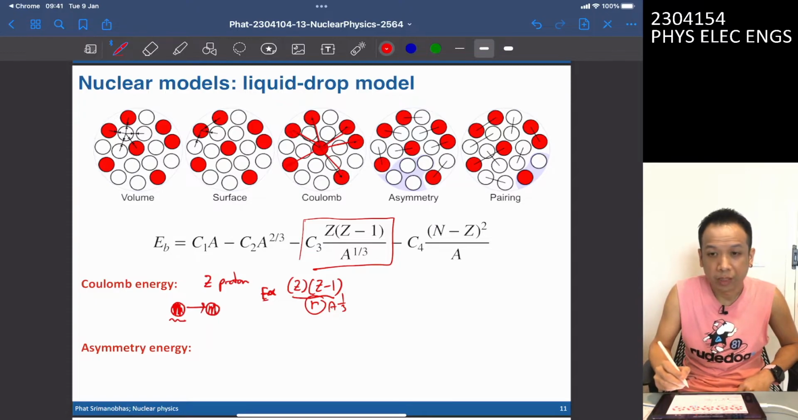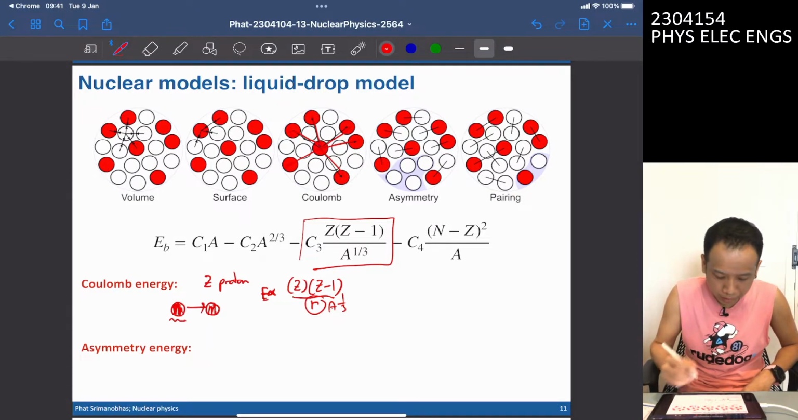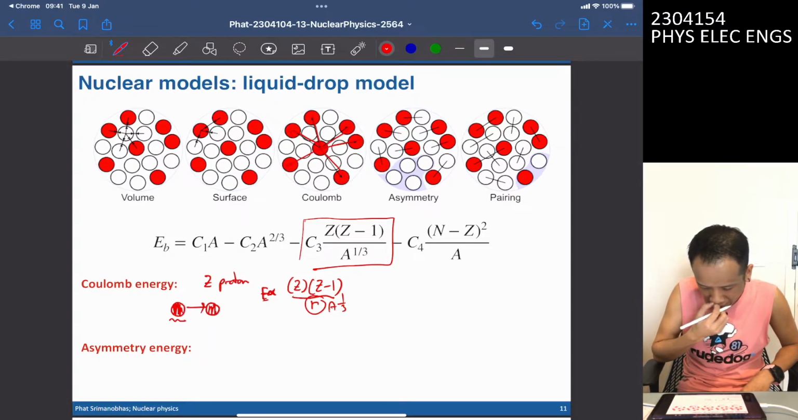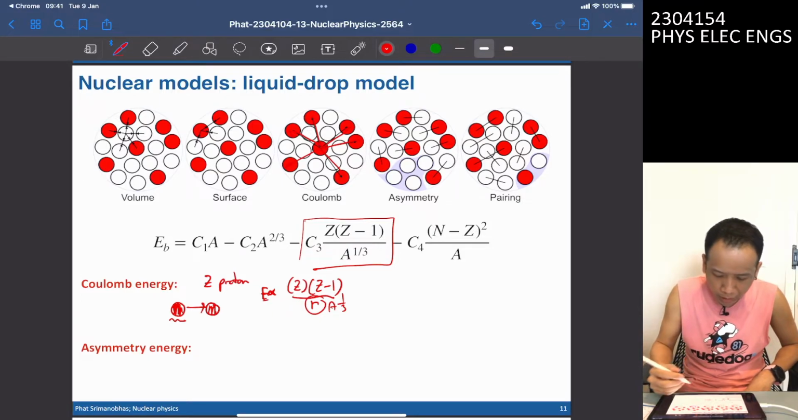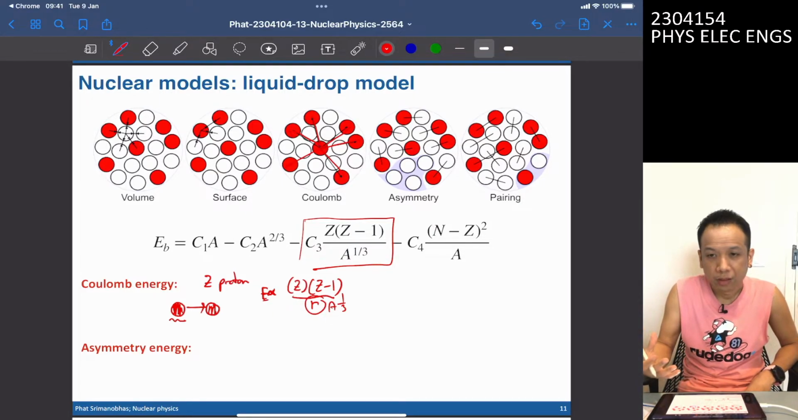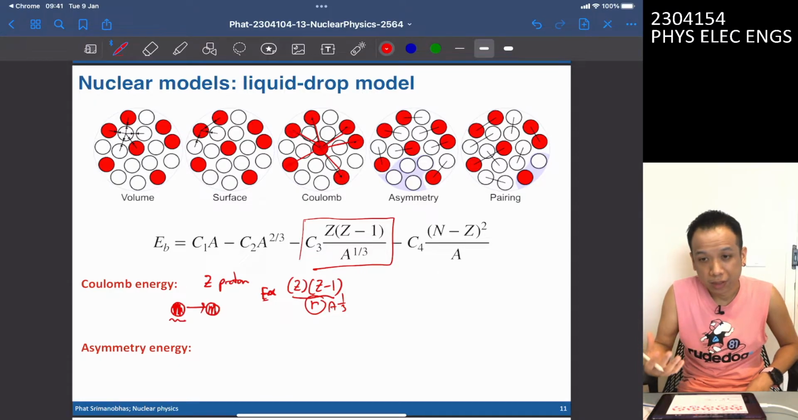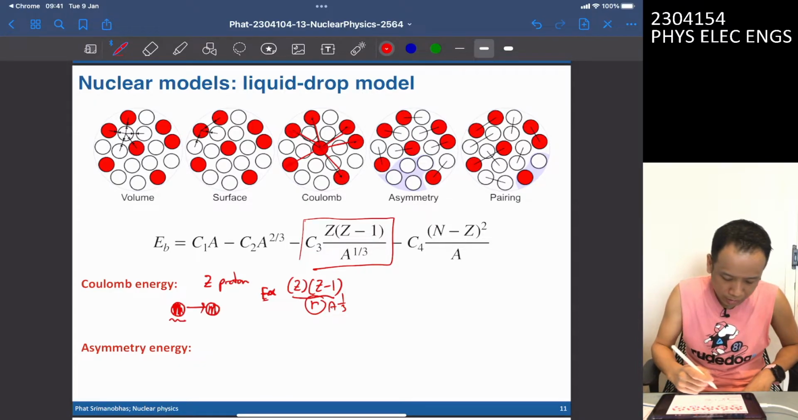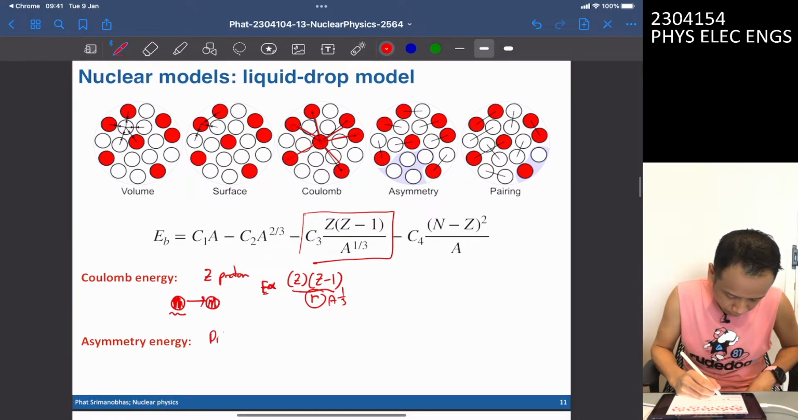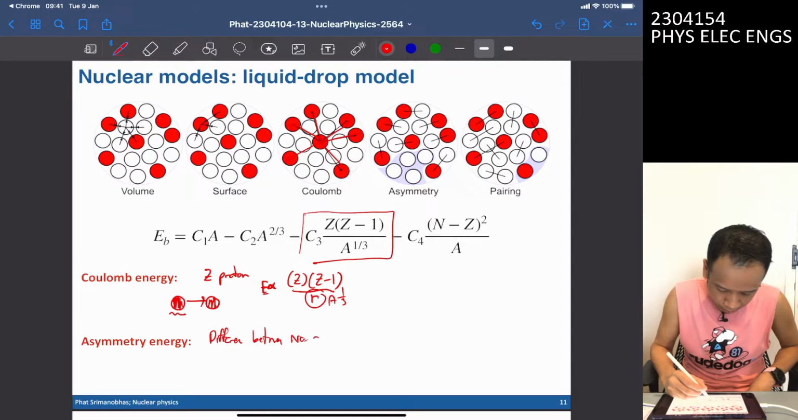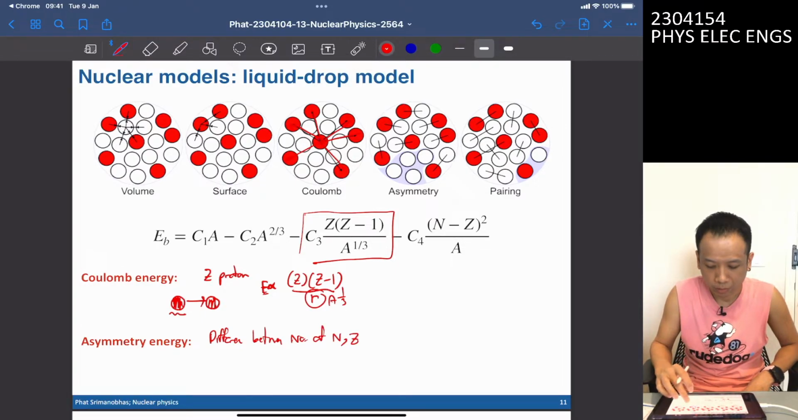The fourth term is what we call the asymmetry. It comes from the difference between the number of neutrons and the number of protons.